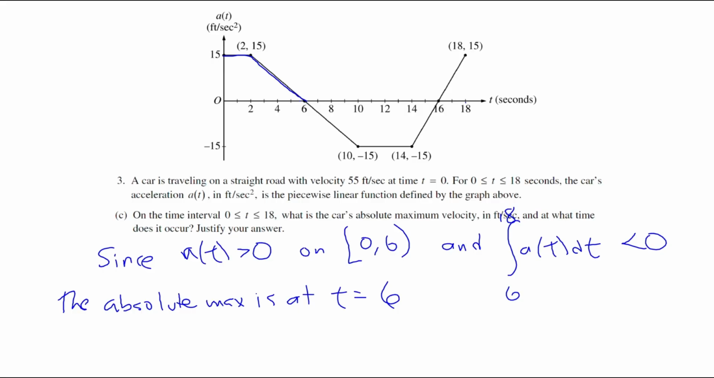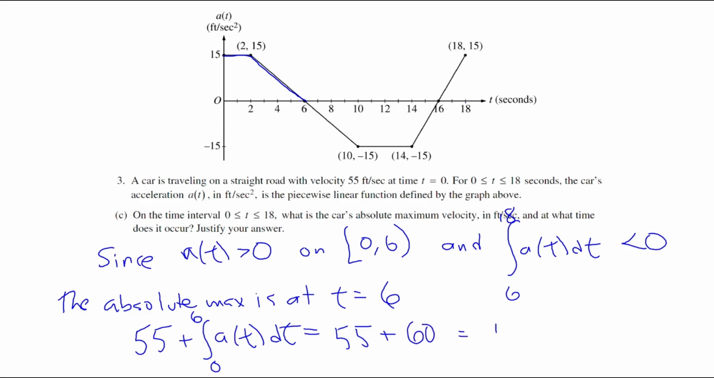And in the previous part of the problem, we already found the integral from 0 to 6, right? And that maximum is just going to be 55, what we started at, plus the integral from 0 to 6. And I keep writing v of t here, but it's a of t, because most of these, they give you a velocity function. So a of t dt. So 55 plus that integral from 0 to 6, which, as we said before, was equal to 60. And so that gives us 115 feet per second.